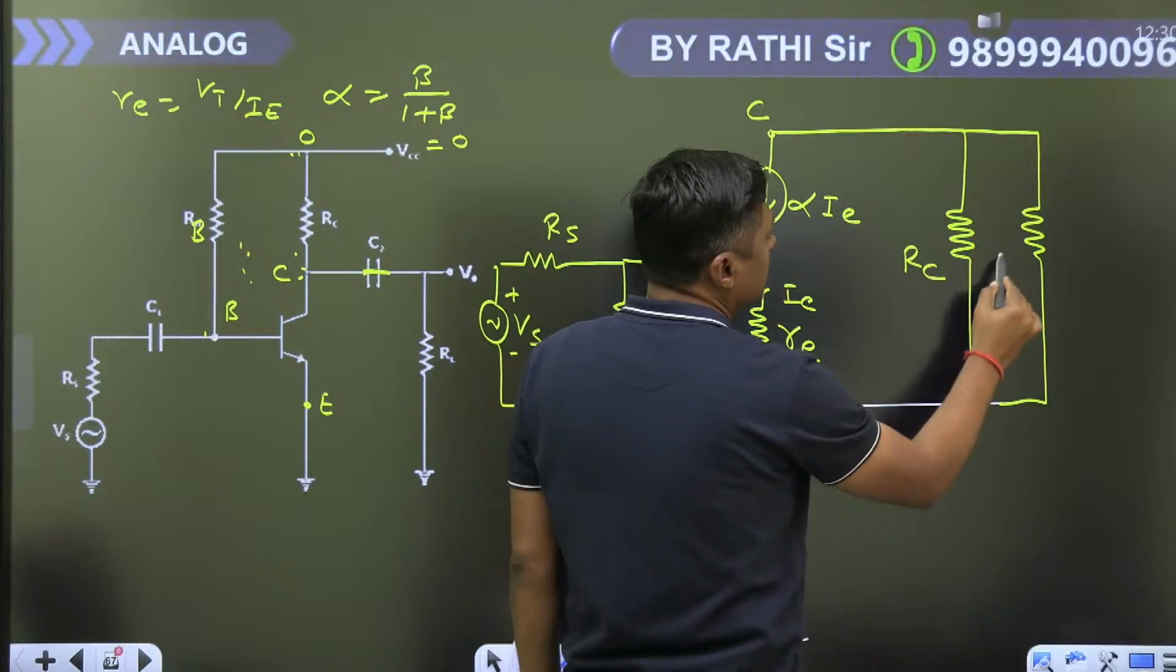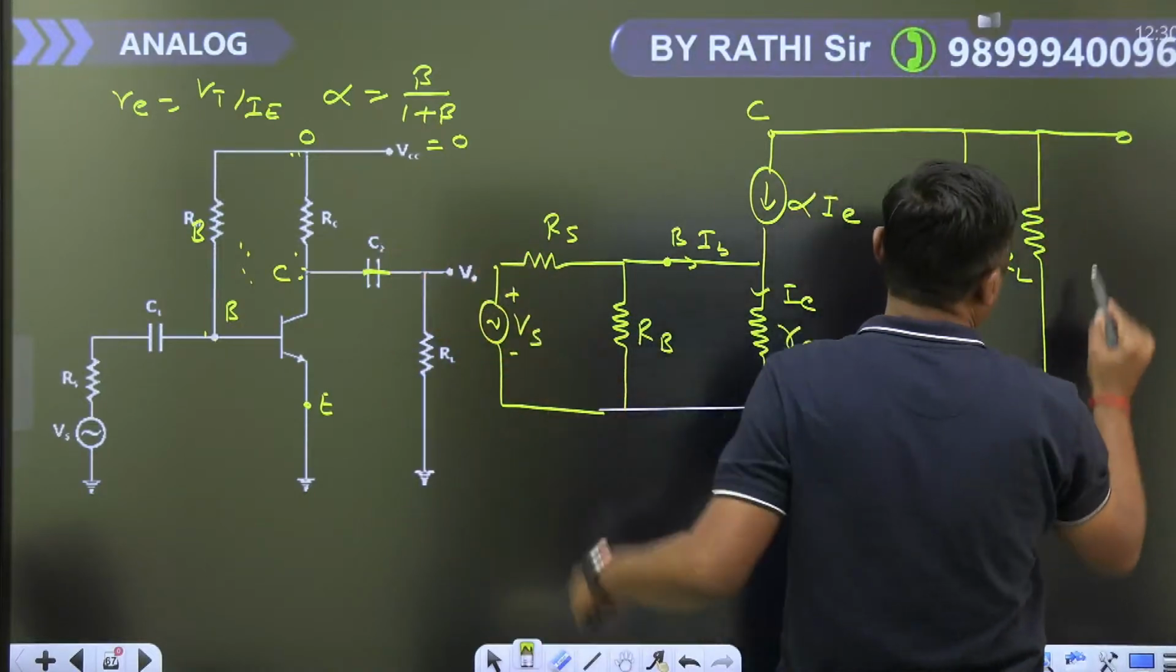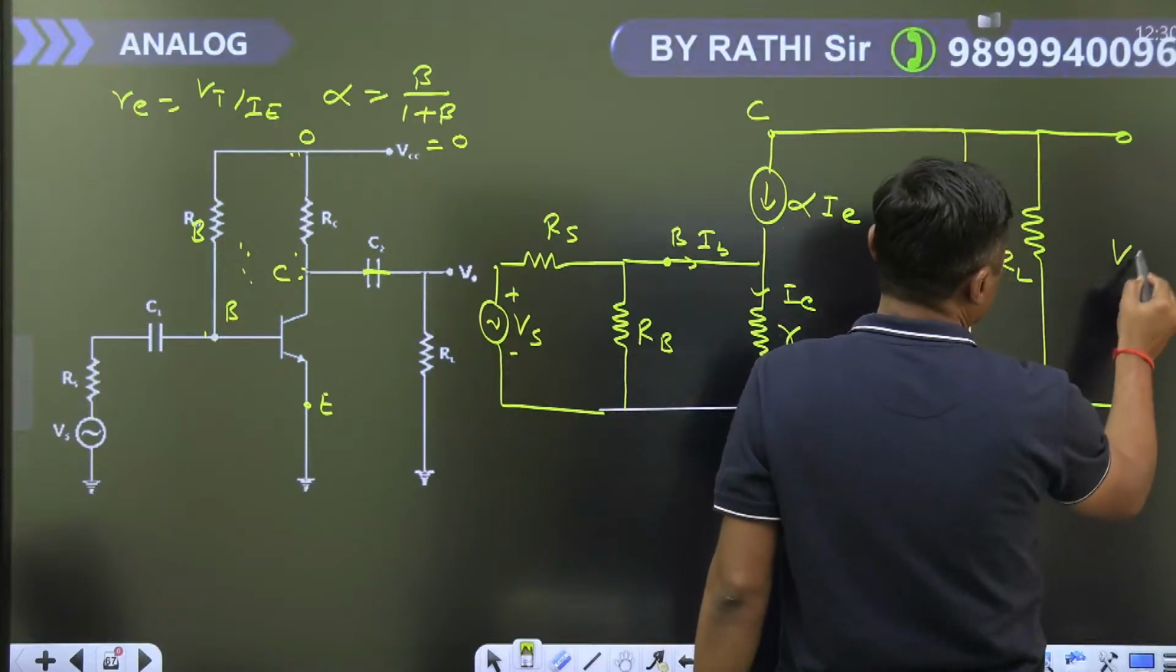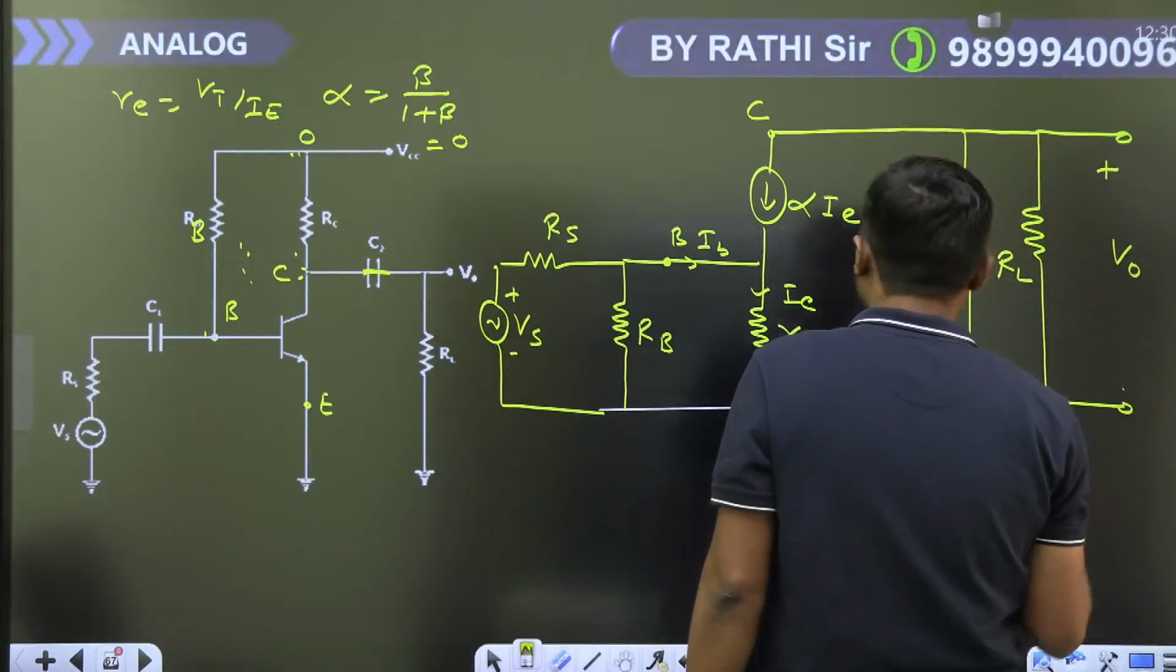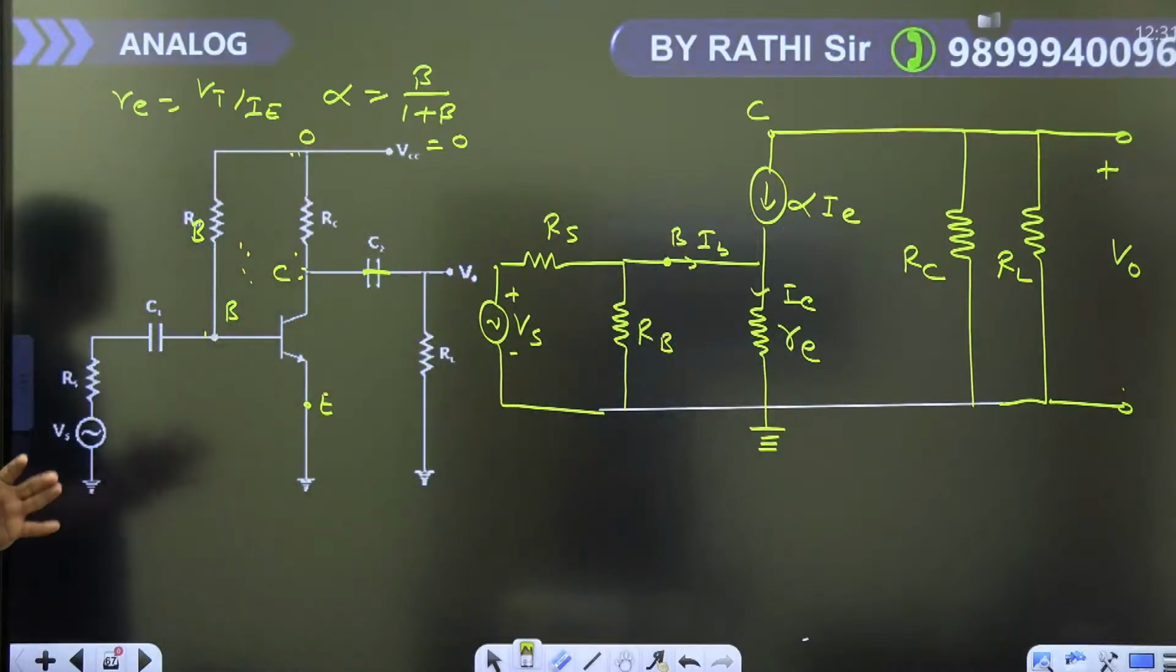Collector to ground RC and RL, and we are taking output from what? Collector. This is the output, and that is the input. So this is the connection. Is it clear? Any doubt?